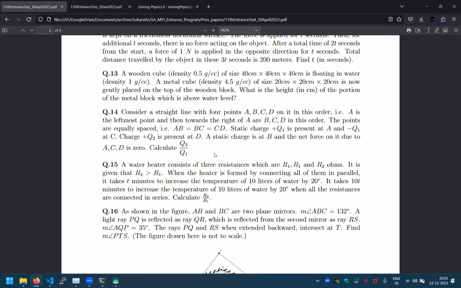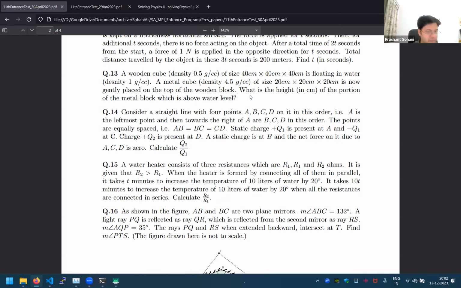Sir, will you please explain question number 13 once again? Yes, sir. We had discussed this last time. In fact, let me see if I have the notes from that lecture. I can quickly show it. No, I don't have the notes, but we can draw the diagram again, not a problem.